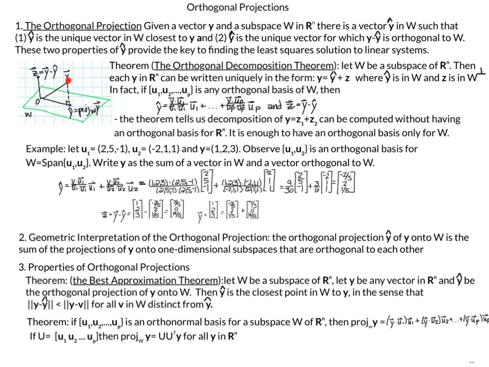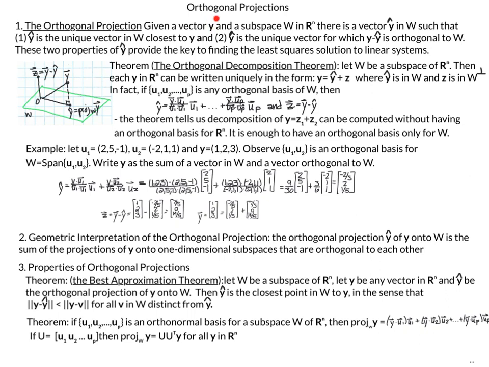In other words, we can decompose our vector y into y hat plus a vector that's orthogonal to y hat. So y decomposes into a linear combination of two orthogonal vectors. These two properties of y hat, first that it's the vector in W closest to y, and also the unique vector for which y minus y hat is orthogonal to W, provide the key to finding the least squares solutions to linear systems. Least squares solutions is a topic we will start in this video and cover more completely in our next video. You might feel like this problem is familiar because it's very similar to a problem we had done in the previous video.